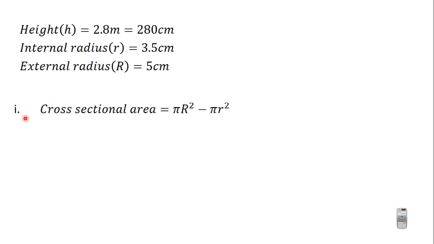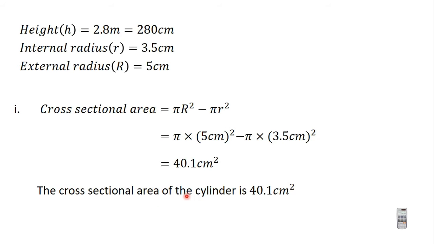The question said we should find the cross-sectional area. The formula is pi big R squared minus pi small r squared. And this will give us pi times 5 centimeters squared minus pi times 3.5 centimeters squared. If you find this on your calculator, you are going to get 40.1 centimeters squared. So you find this on the calculator, then you correct your answer to 1 decimal place, just as the question told us. This means that the cross-sectional area of the pipe is 40.1 centimeters squared.